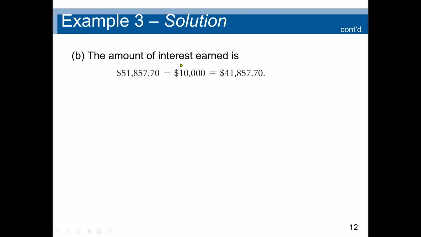Now our amount of interest earned is $51,857.70 minus the actual amount that we invested. So we have $41,857.70. That will be the interest we are going to earn over the period of 17 years.